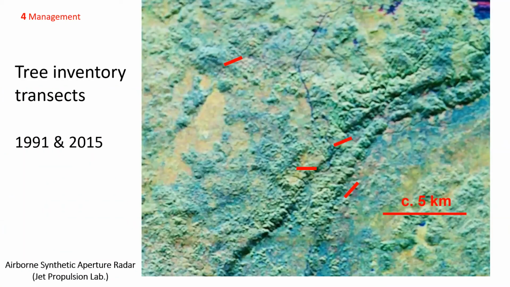We set up 3 inventory transects. Here's another one of these AirSAR images. You see what 5 kilometers looks like. Again, the complicated topography, the variety, the checkerboard of forest types. And I'm just showing you where we put in these transects. This we did in 1991.